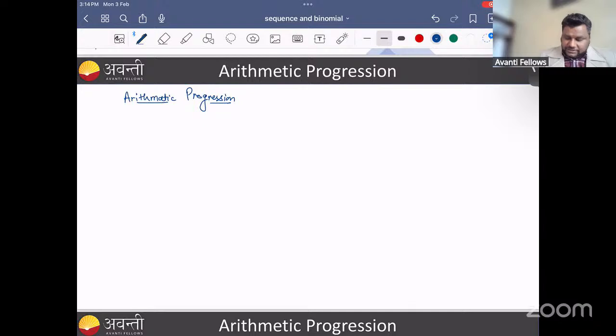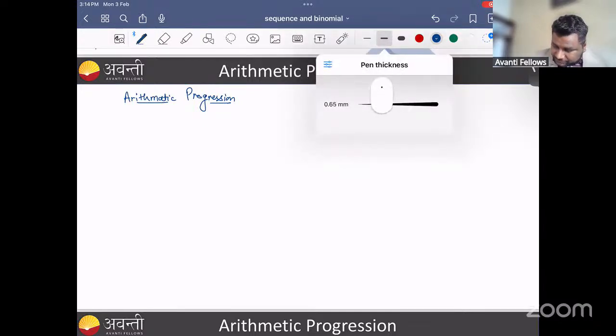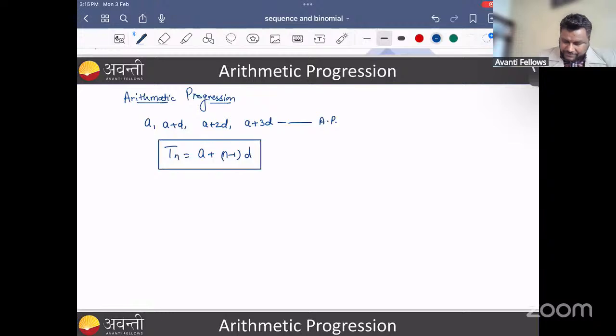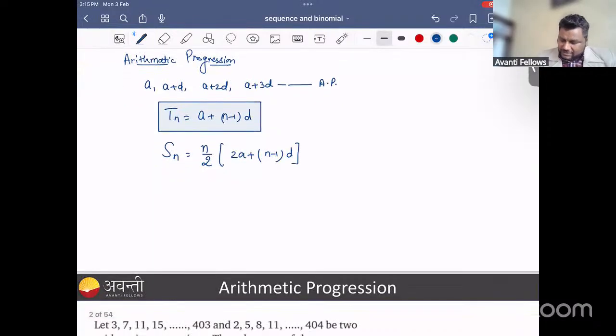Quickly, I will do a sequence of the type A, A plus D, A plus 2D, A plus 3D, and so on. This is what we call an AP. Its nth term is, you all know, A plus n minus 1 into D. Agreed? Sum of its n terms is n by 2 into 2A plus n minus 1 into D. And the sum of n terms can also be written as n by 2 into first term plus nth term. So sum of n terms is also n by 2 into first plus last.